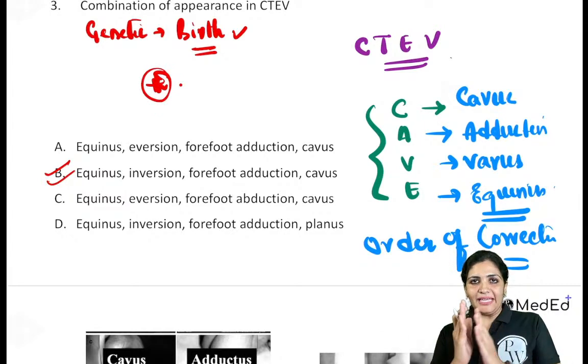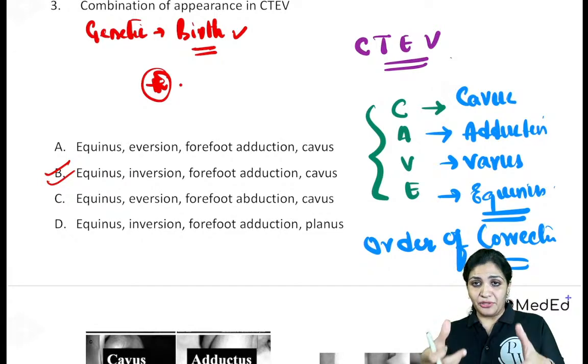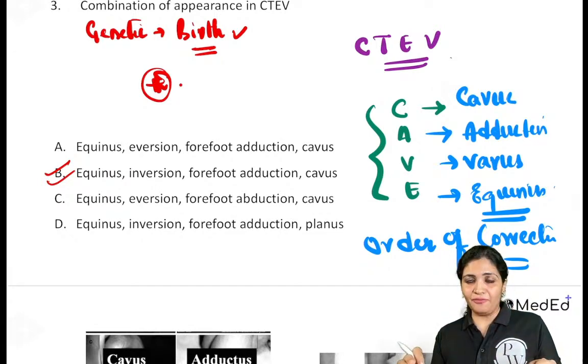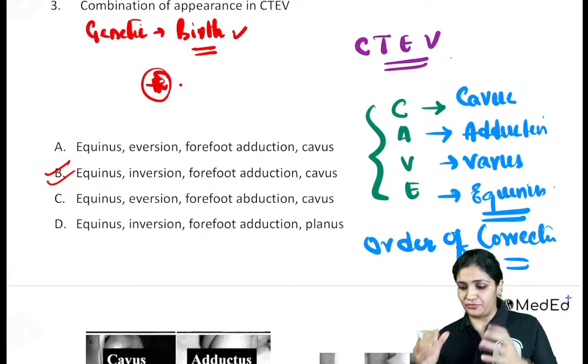Now what you do is take the baby's foot and try to touch the shin of the tibia. If the baby is able to touch, then there is no amount of CTEV. If there is slight restriction of that foot touching onto the shin of the tibia, you can tell there is some amount of deformity present in the foot, right?